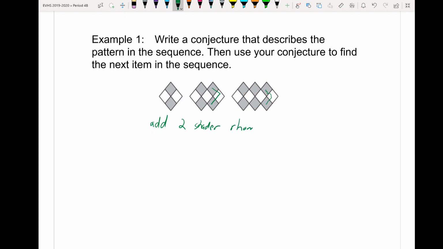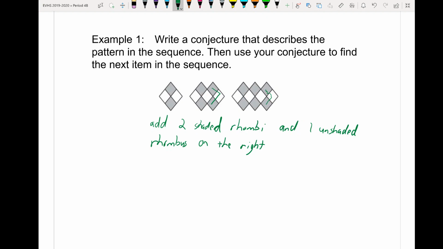shaded rhombi. I heard somebody say diamonds. I don't like the word diamond in geometry. Rhombus is actually a better word, and rhombi is plural for rhombus. Also, rhombuses is an accepted plural. Not 2 shaded rhombi, and 1 unshaded rhombus on the right.